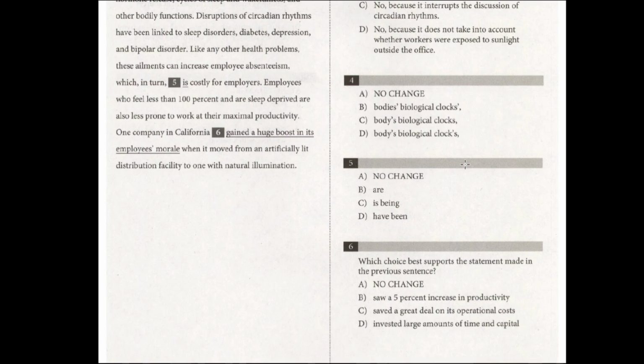This question refers to the sentence that reads, employees who feel less than 100% and are sleep deprived are also less prone to work at their maximal productivity. The underlined portion then reads, gained a huge boost in its employees' morale. The correct answer to this question is option B, because the previous sentence is about employee productivity and only option B among the four options is about employee productivity. Options C and D are irrelevant to what was discussed in the previous sentence, whereas employee morale, which option A is about, is not the same as productivity.